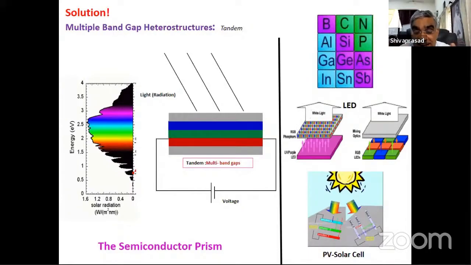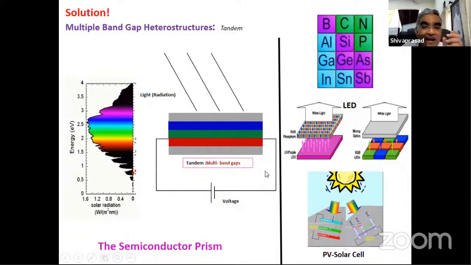And now see, even in LEDs also it is the same thing. If I want to get white light, what I can do is, this can give the RGB colors. The red, this part gives, the green, this part gives, the blue, this part gives. When you mix red, green, and blue, you get white color. And that is how you can get a white LED, right? So you can see a very interesting way of using semiconductors and their band gaps.